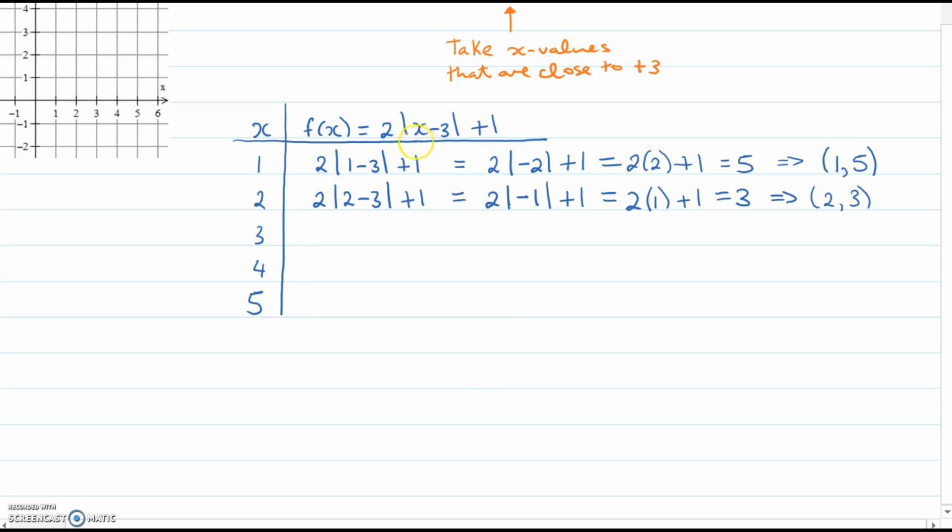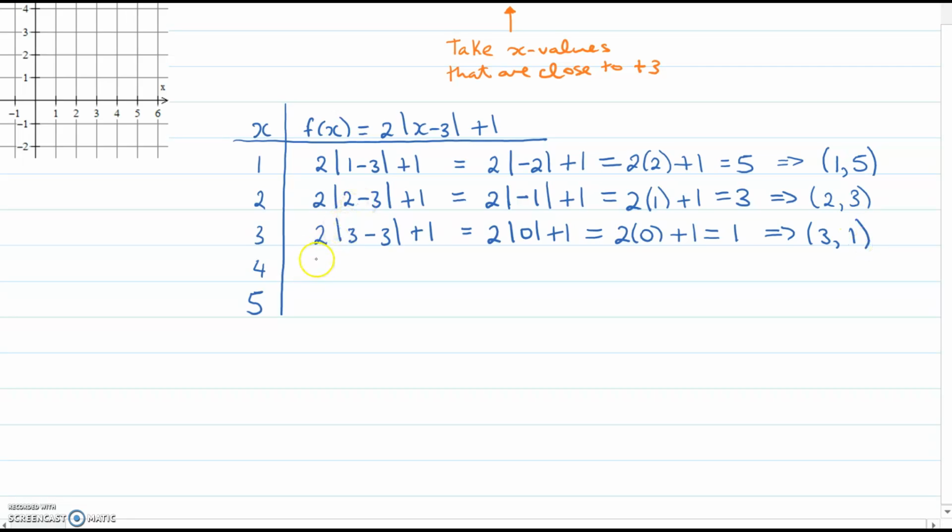Now we're going to substitute in 3 for x. So we're going to have 2 times, there was an x next, so now it's 3 minus 3. Strictly speaking, we should be putting this number in parentheses, but seeing as this x is on its own, it's not multiplied, we're going to get away with it here. So 3 minus 3 is 0, so 2 times the absolute value of 0 plus 1. The absolute value of 0 is just 0, so 2 times 0 plus 1. 2 times 0 is 0, plus 1 is 1, so this is the point 3, 1.